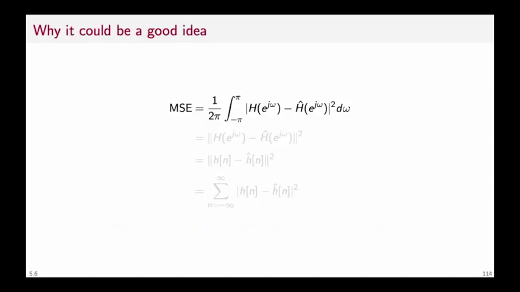A justification of this method is the fact that if we compute the mean square error between the original filter and the approximation, we have that the norm of the error in the frequency domain is the integral from minus pi to pi of the frequency response of the ideal filter minus the frequency response of the approximated filter, squared. This is equal to the norm squared of the difference between the two frequency responses, and thanks to Parseval's theorem, this is also the norm squared of the difference between the impulse responses in the time domain. And so we can write that the mean square error is simply the sum from n equals minus infinity to plus infinity of the difference between the two impulse responses squared.